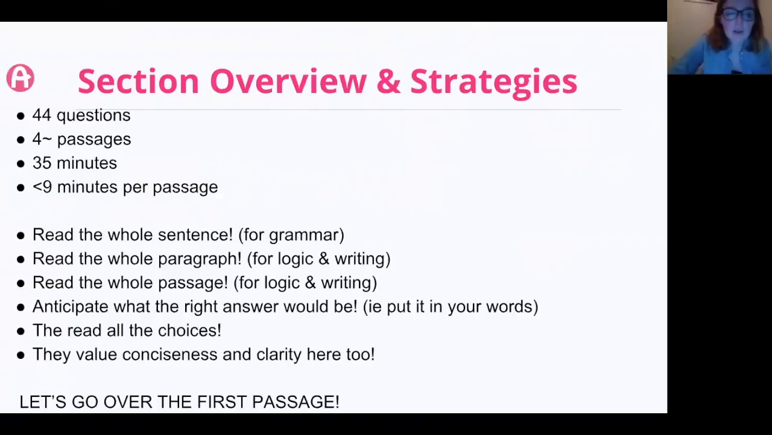The kicker with this one is the pace. You only have 35 minutes to do 44 questions. You are reading the entire passage. The structure of the section is different than when a lot of you who are probably teaching it took the test.